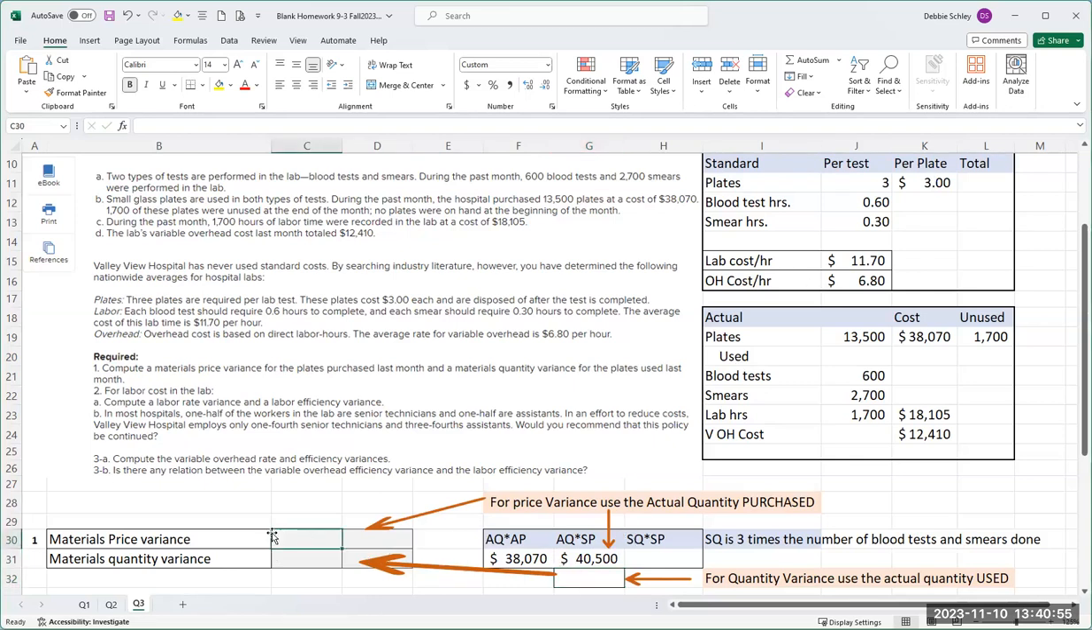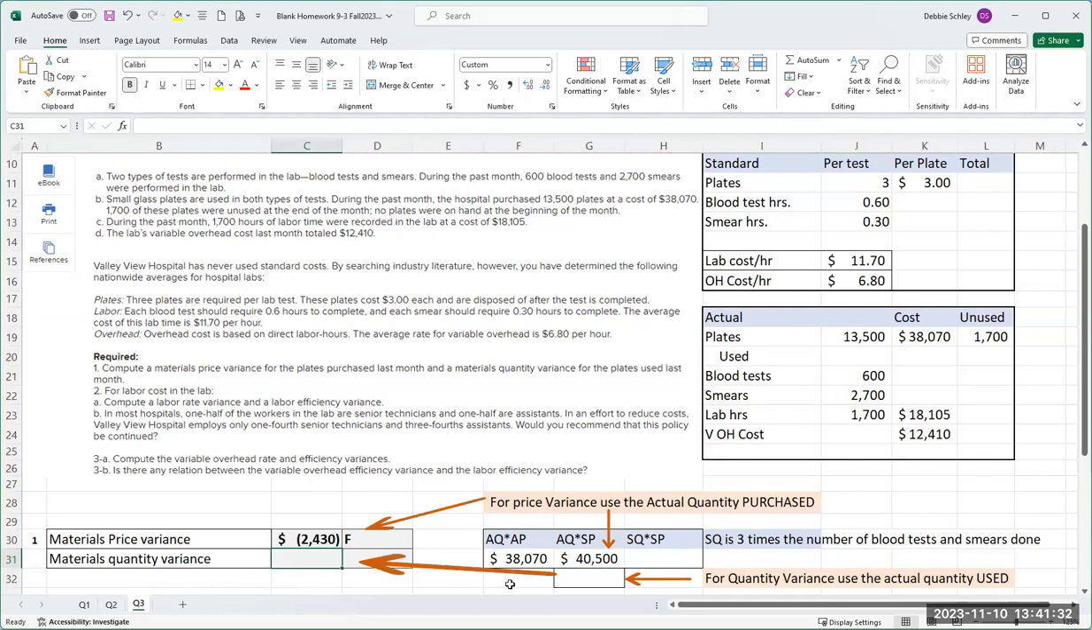Okay, so now I have enough for the materials price variance, and that will just simply equal AQ times AP minus AQ times SP. And if you look, the actual is less than the standard. So this is what I thought would happen, the standard. And what actually happened was less, so that is favorable.